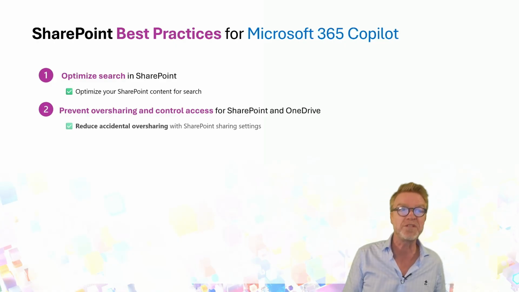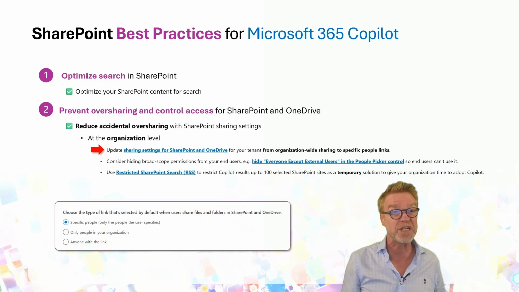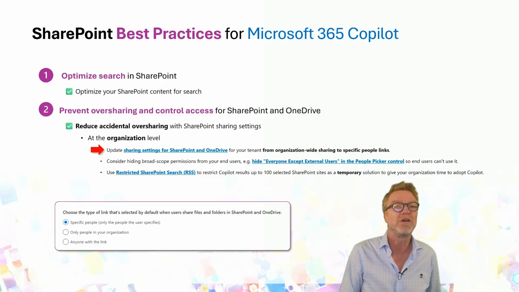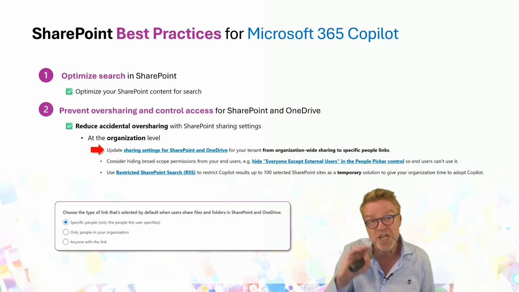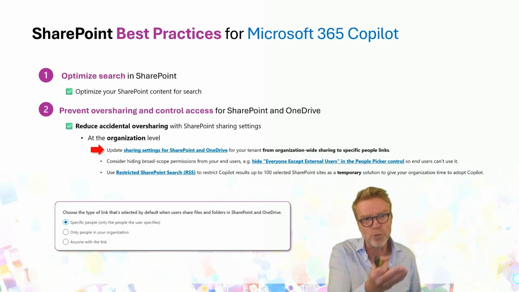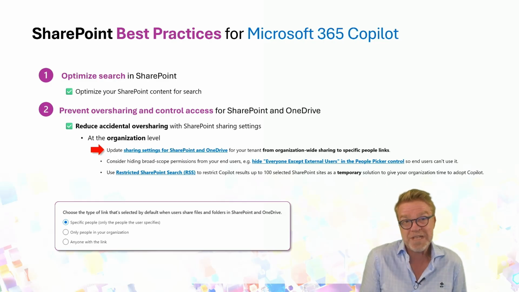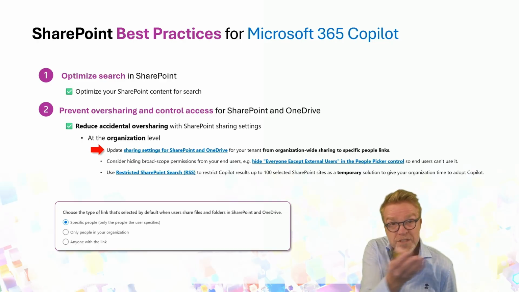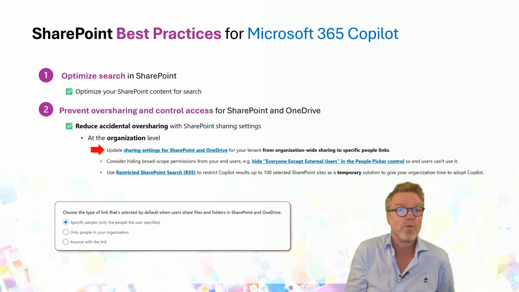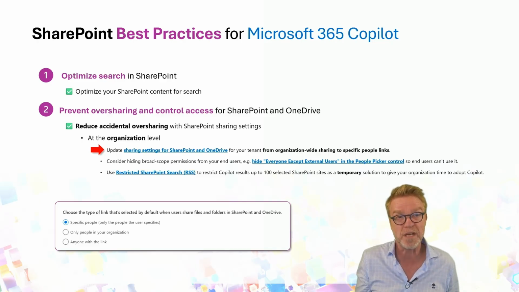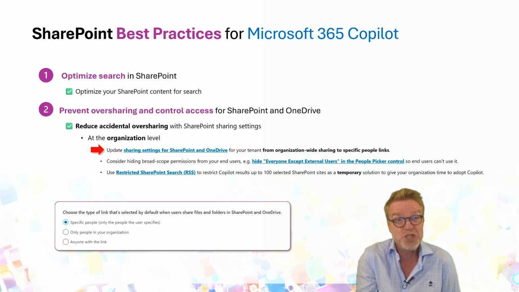Now, what that means, several things. Let's start by preventing accidental oversharing at the organizational level of your SharePoint environment. It comes down, for instance, to setting the sharing settings for both SharePoint and OneDrive. In this example, from organization-wide sharing to specific people links, you will typically want to change that default.